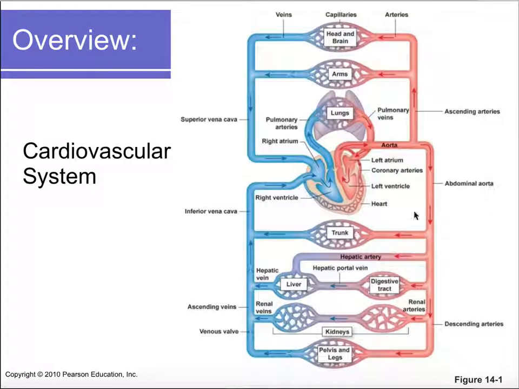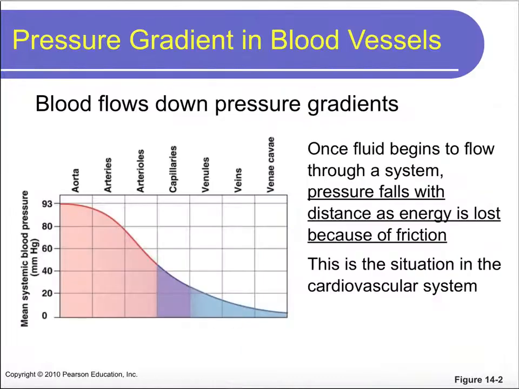Oh, I wanted to point out really quickly, here is a portal system. So remember, a portal system is where we connect one bed of capillaries to another bed of capillaries. So we learned about our hypothalamic hypophyseal portal system when we looked at the endocrine system. Here is our renal portal system in our kidneys and our hepatic portal system that connects the liver and the GI tract. And we'll talk about that when we get into the digestive system.